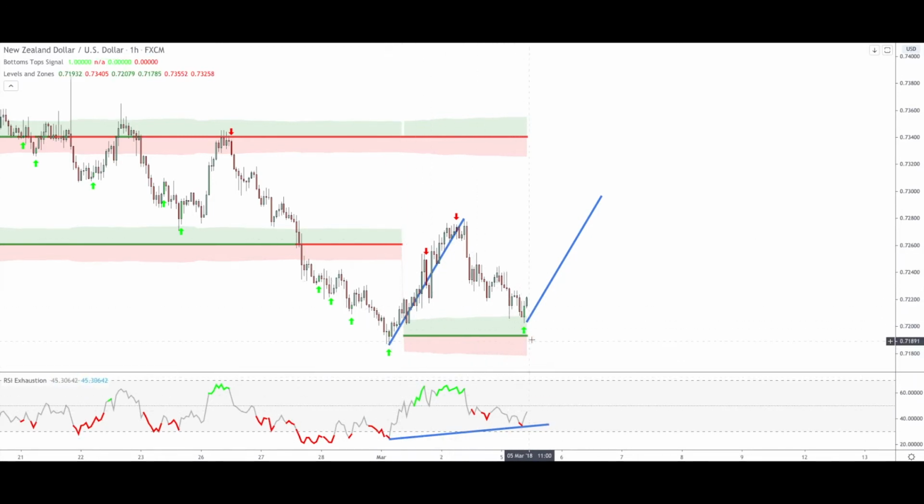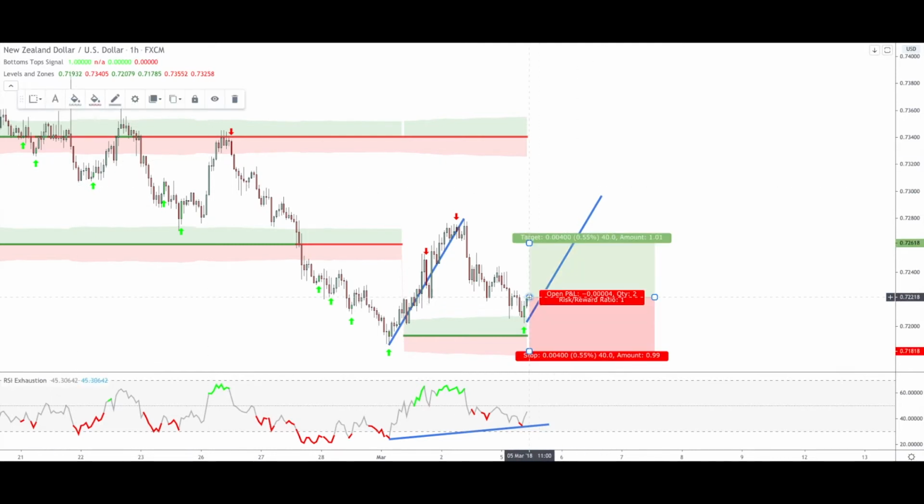So the first condition is to have a higher bottom, the second condition is to have an upward movement of the RSI exhaustion, and the last condition is to have exhaustion as well, and we have it. So we are very, very confident that we can expect an upward trend here, at least until this level. When this kind of setup appears, it is very, very likely that the price will reach this level up here.